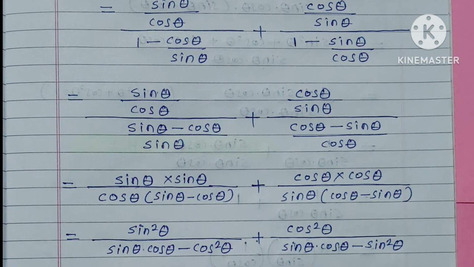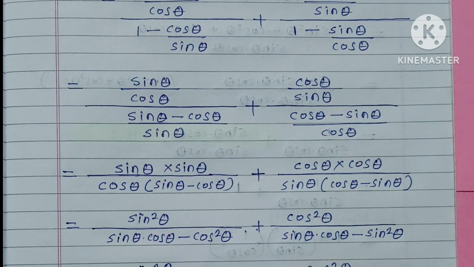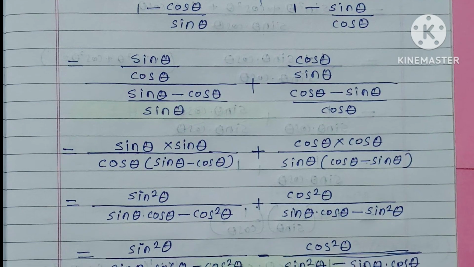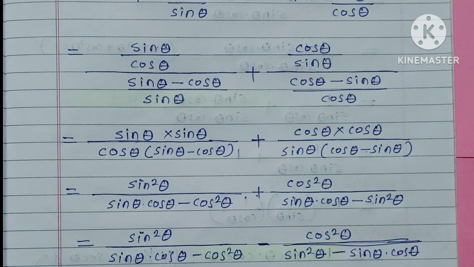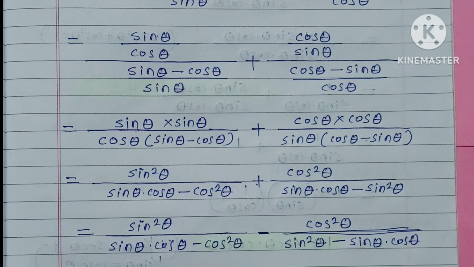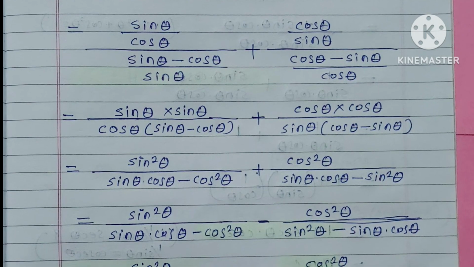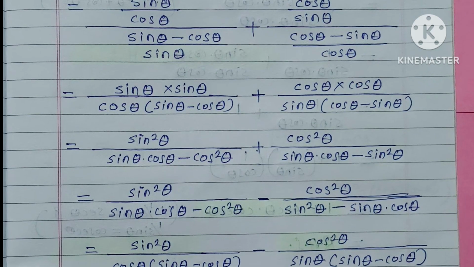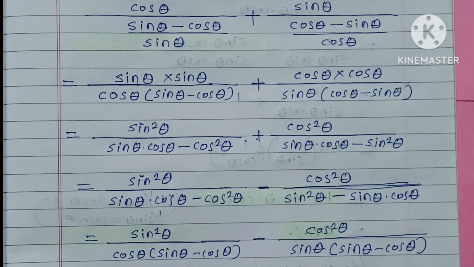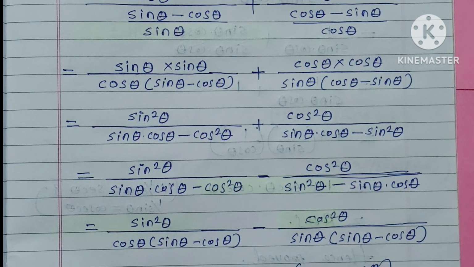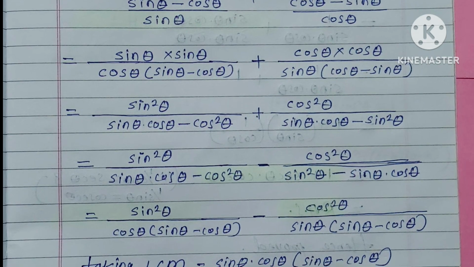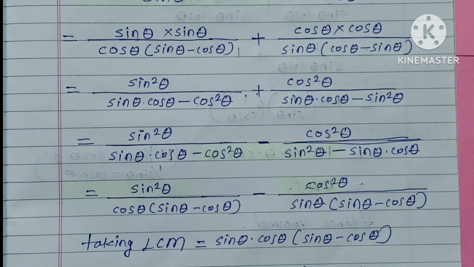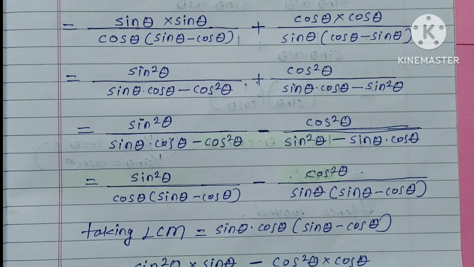So we know that tan theta is equal to sin theta divided by cos theta, and cot theta is equal to cos theta upon sin theta. So we are going to substitute the values into the LHS. We'll get sin theta upon cos theta divided by 1 minus cos theta upon sin theta, plus cos theta upon sin theta divided by 1 minus sin theta upon cos theta. We are going to take the LCM here and solve it ahead. So post solving it, we'll find sin square theta divided by cos theta into (sin theta minus cos theta), minus cos square theta divided by sin theta into (sin theta minus cos theta).